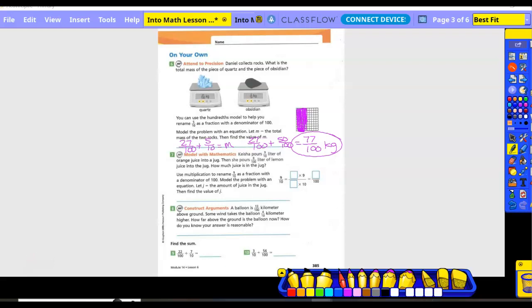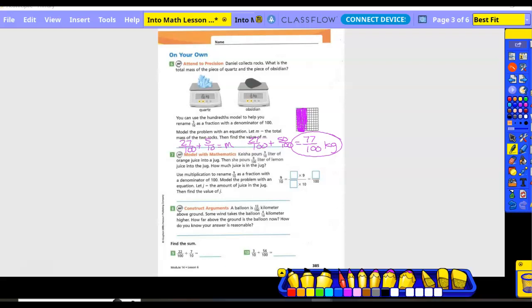Number 7, model with mathematics. Keisha pours 9/10 liter of orange juice into a jug. Then she pours 8/100 liter of lemon juice into the jug. How much juice is in the jug? Okay, so can we add those two together yet? No, because do we have a common denominator? No. So we have to rename 9/10, correct?